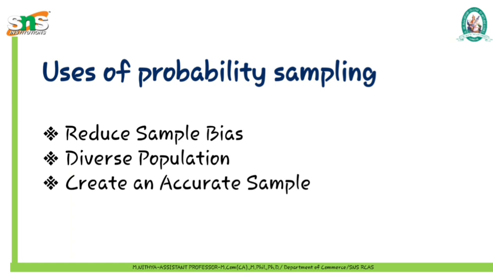Probability sampling has four types. The first one is simple random sampling, next is cluster sampling, and the others are systematic sampling and stratified random sampling.